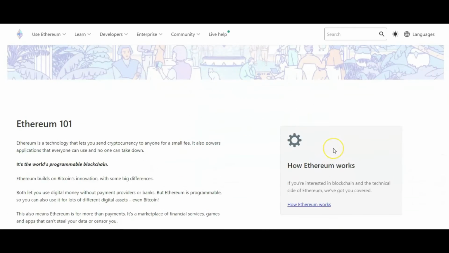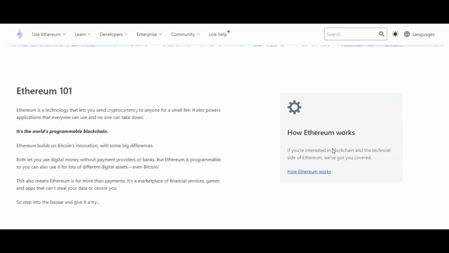Now, welcome to Ethereum 101. So to recap what I'm talking about here, Ethereum is a technology that lets you send cryptocurrency to anyone for a small fee. These fees are referred to as gas fees. Just like with Bitcoin, there are the miner's fees. There is always a transaction fee. So there's the fee of being able to send and receive this cryptocurrency, Ethereum, to and from other people. That is one purpose of Ethereum.